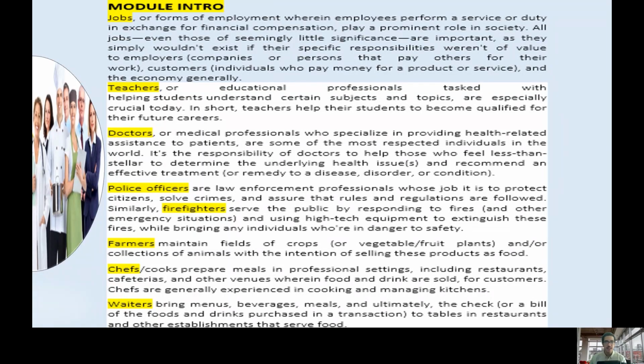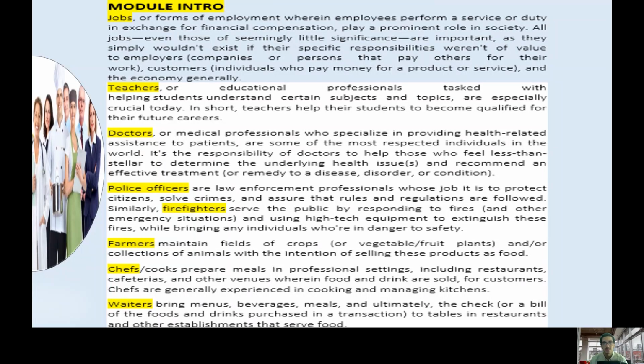Okay. Next, we have police officers. So we're going from doctors to people that enforce the law. Law enforcement in general is very important in our society. These are the people that keep our streets safe. They make sure that rules and laws are being followed. Some people are going to break the laws and they should be held accountable.